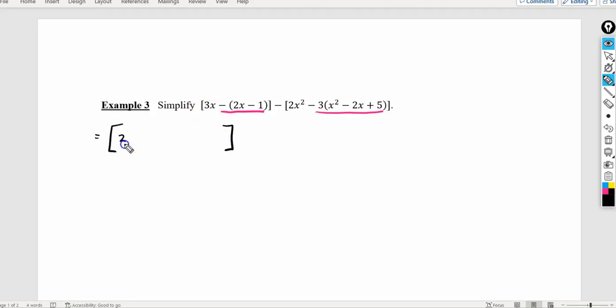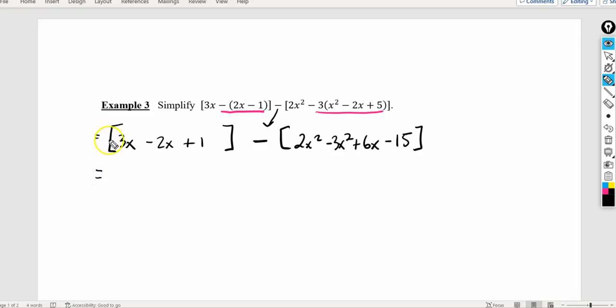I'm going to have 3x, and then I'm going to distribute the negative sign through. So minus 2x and minus negative 1. Then I'm just copying that minus symbol, and I'm copying 2x squared. And then I'm going to distribute the negative 3 through. Negative 3 times x squared is minus 3x squared. Negative 3 times negative 2x is positive 6x. And negative 3 times 5 is minus 15.